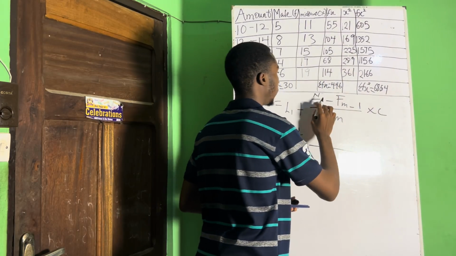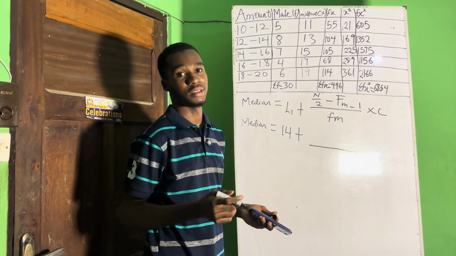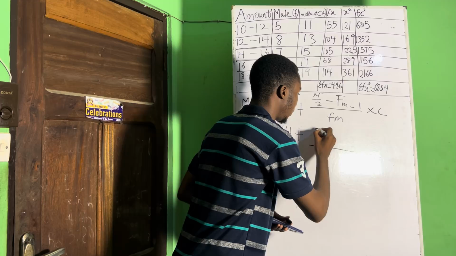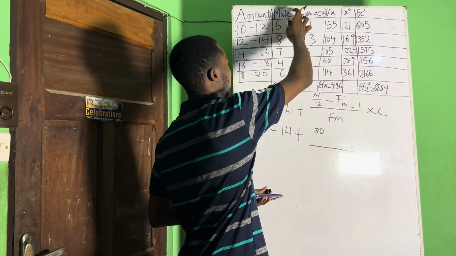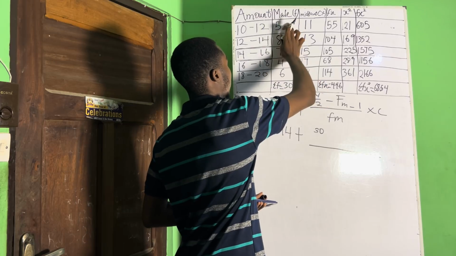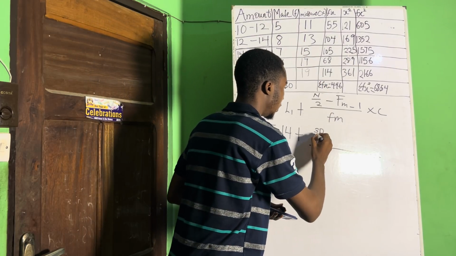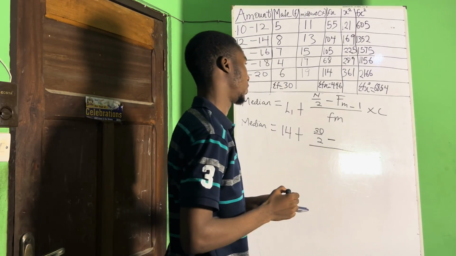then you have n over 2. N is the total frequency. So n is the same as sigma f, when you add the frequency. So our n is 30, which is the number of people. Then we already established the frequencies: 5 plus 8 plus 10 plus 4 plus 6, that's 30. So n over 2, which is 30 over 2, then minus Fm minus 1.